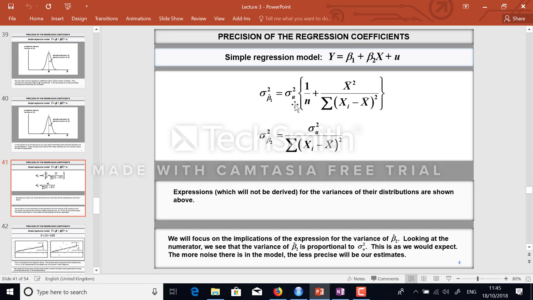Also, the variance of betas is inversely proportional to the size of the sample. As the size of the sample increases, the distance between the mean and the betas decreases. That's why we have efficiency as the sample grows. Another important point is the variation in x's, the sum of xi minus x bar squared. As the variation of x goes up, the variance of beta goes down.